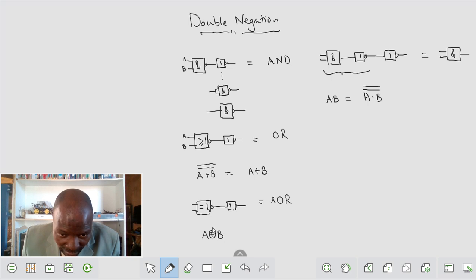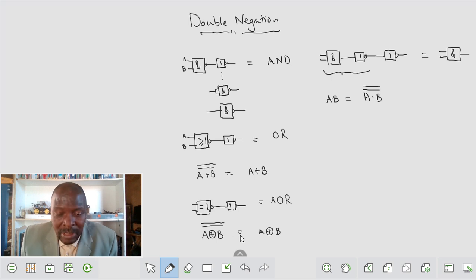If I invert that, I've got the exclusive NOR. If I invert it twice, I've got just the exclusive OR. This is very important to know. Double negation is very important to know. What does it mean in terms of gates?